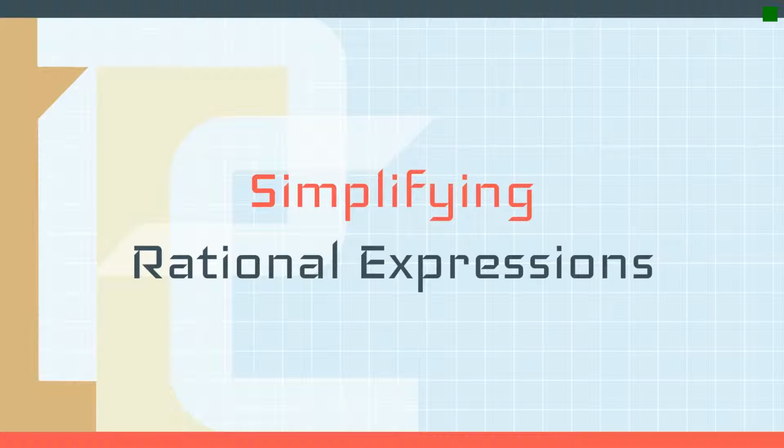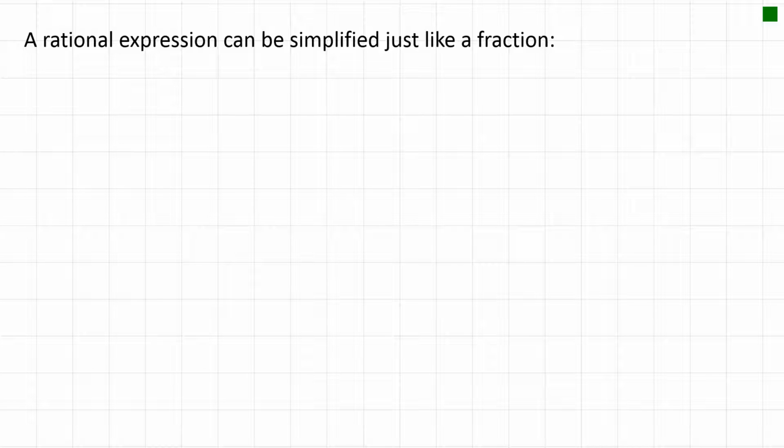Simplifying rational expressions. A rational expression can be simplified just like a fraction. So let me show you an example with a fraction. Let's take negative 18 over 36. We can simplify that. How would we do it?